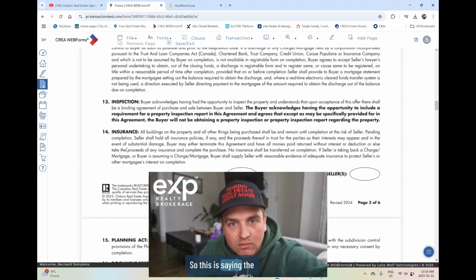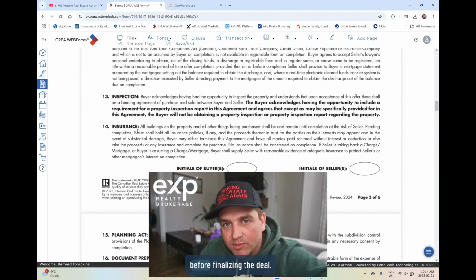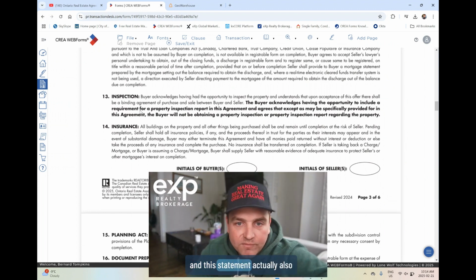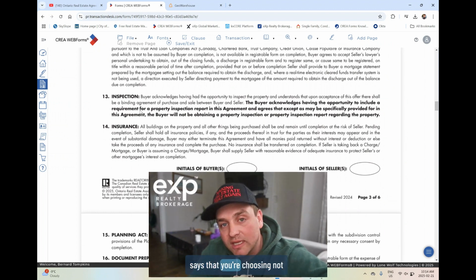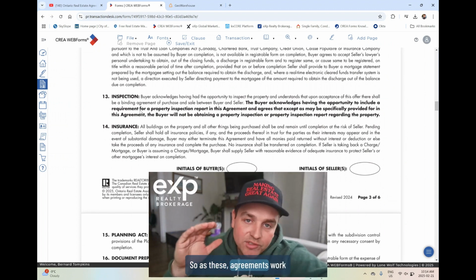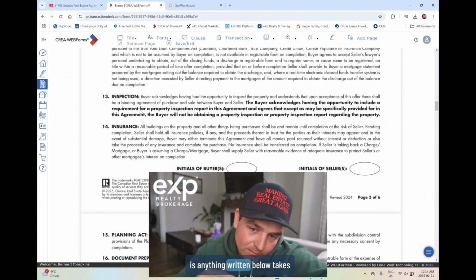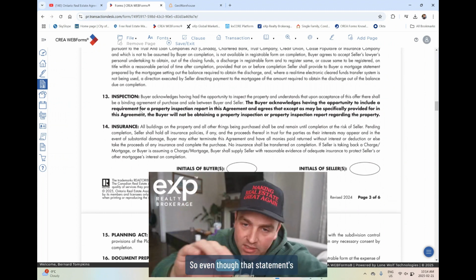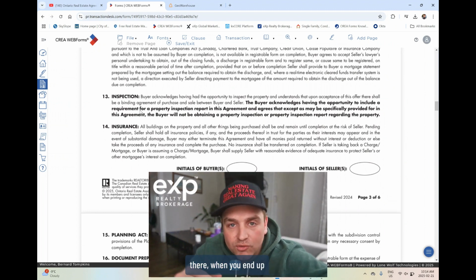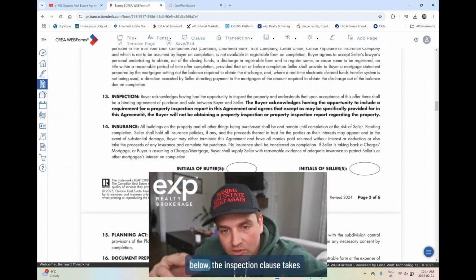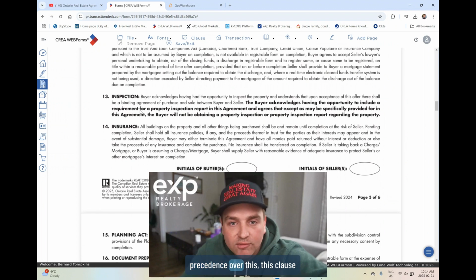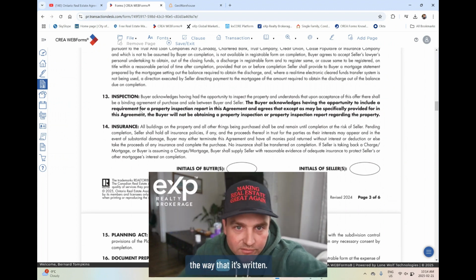Inspection. So this is saying the buyer can inspect the property before finalizing the deal. And this statement actually also says that you're choosing not to get the property inspected, or as written below. As these agreements work, anything written below takes precedence over anything written above. So even though that statement's there, when you end up putting in an inspection clause below, the inspection clause takes precedence over this clause, the way that it's written.